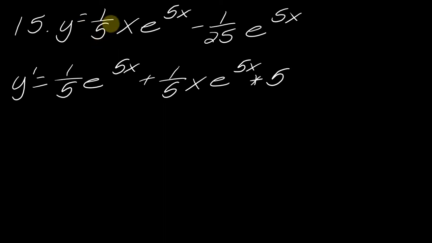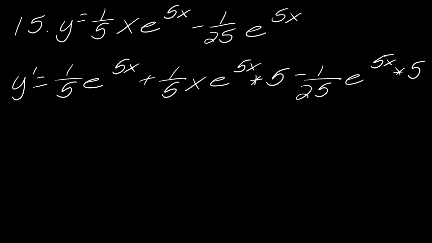So we've taken the derivative of this part here, and now we move on to taking the derivative here. Now here we're going to have to use the chain rule again. This is my outside function, this is my innermost function. So this will be minus 1 over 25 e to the 5x times 5.